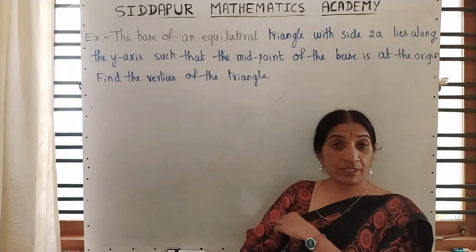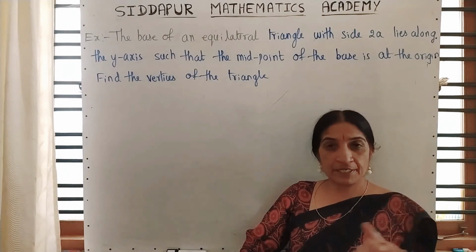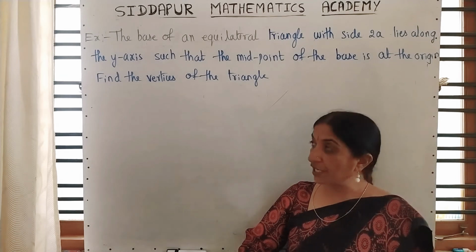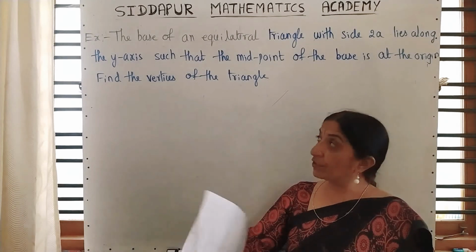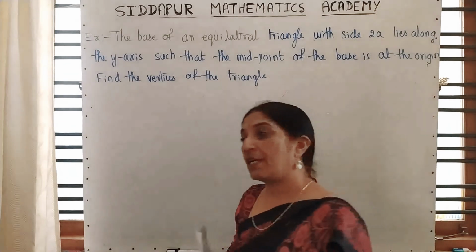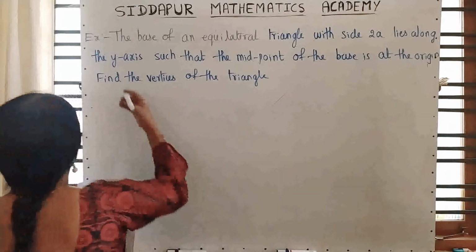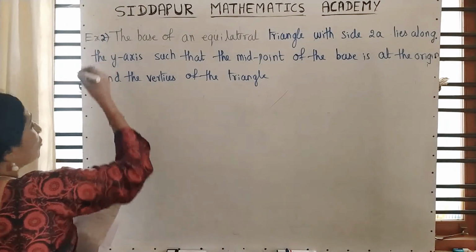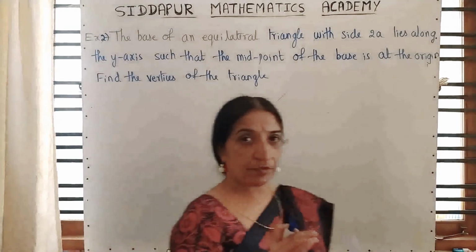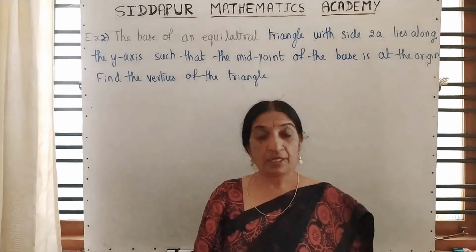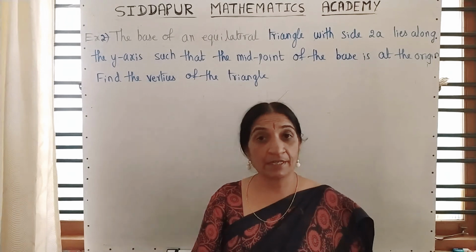So we are doing the chapter straight lines in analytical geometry, and we started with exercise 10.1. In that, now I will start with the next question, the second question. See, analytical geometry is very interesting. Why? Because the question itself gives you the hint, if you read the question slowly and thoroughly.